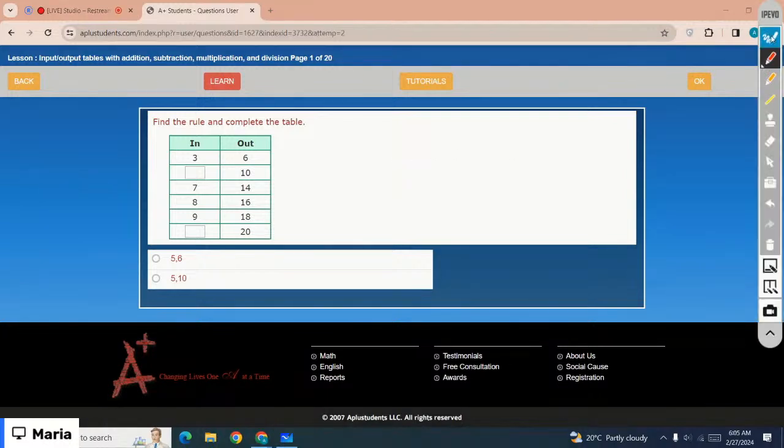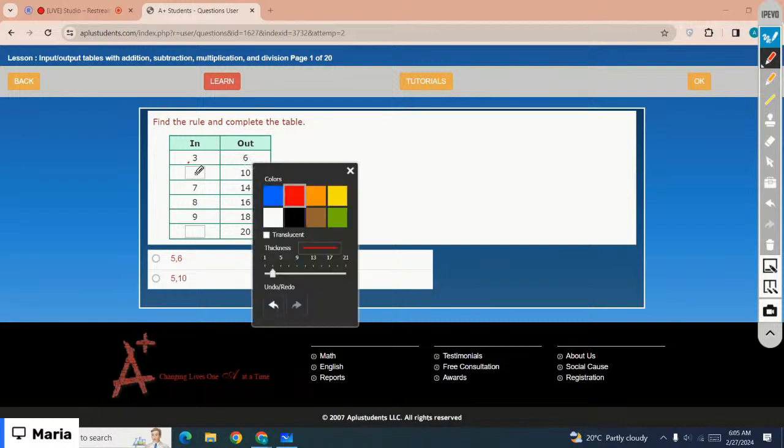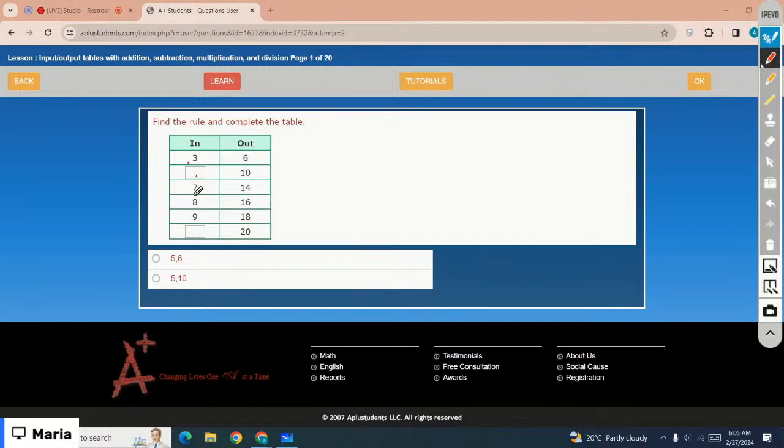So here you have 3 and 6. Then you have a missing value, 10. Then you have 7, 14, 8, 16. If you look at each value, 3 times 2 is 6, 7 times 2 is 14, 8 times 2 is 16 and 9 times 2 is 18, isn't it? That means you can get the output value by multiplying the input value by 2.